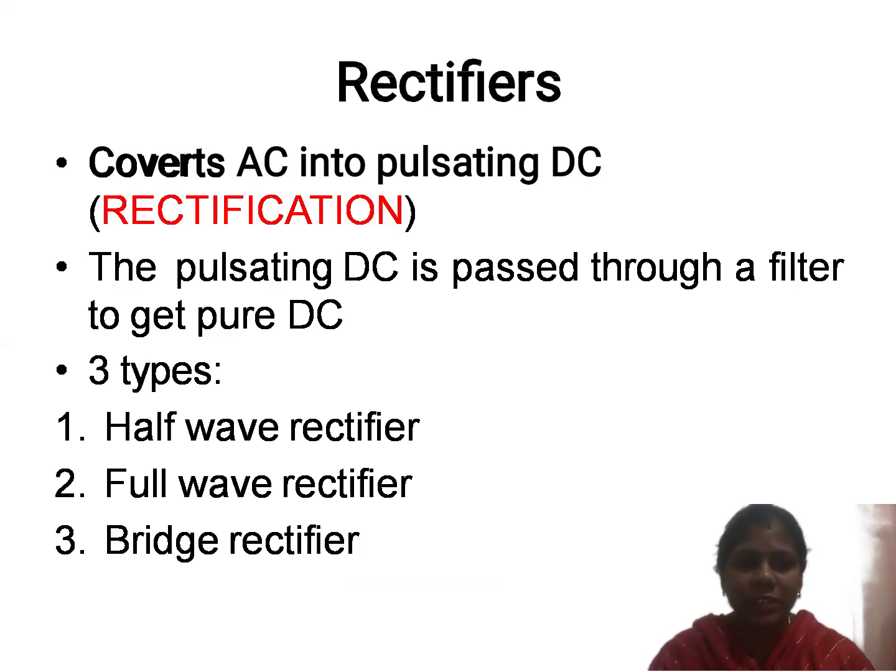What is the need of rectification? For example, if we consider all the electronic items or gadgets that work with a DC power supply, to get this DC power supply, we convert an AC voltage into a pulsating DC voltage with the help of rectifiers.